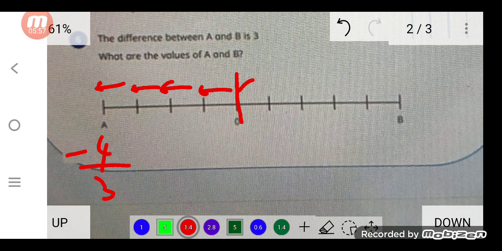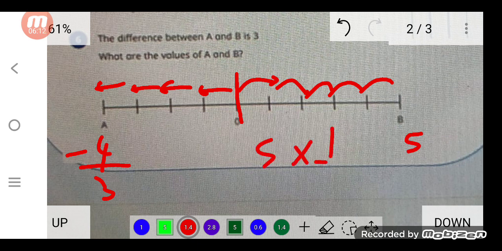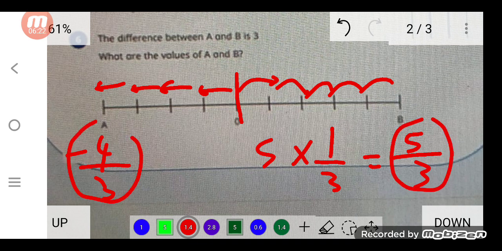And if you go to the right, 1/3, then 1/3, then 1/3, then 1/3, then 1/3. How many 1/3? We have 5 over 3. So here you have 5/3, or 5 times 1/3. 5 times 1/3 is 5 over 3. So here the value of B is 5 over 3. So this is B and this is A.